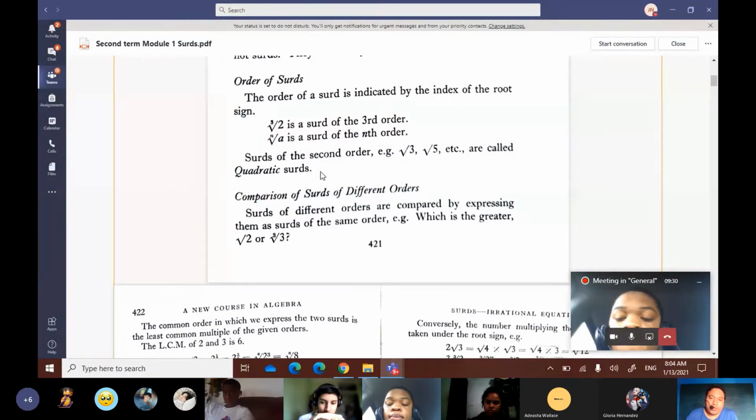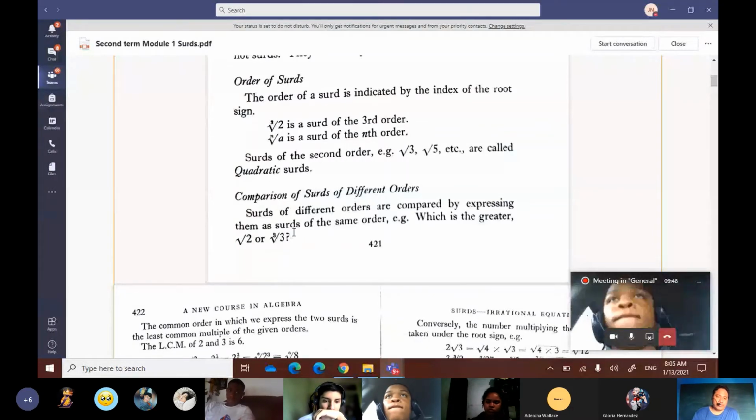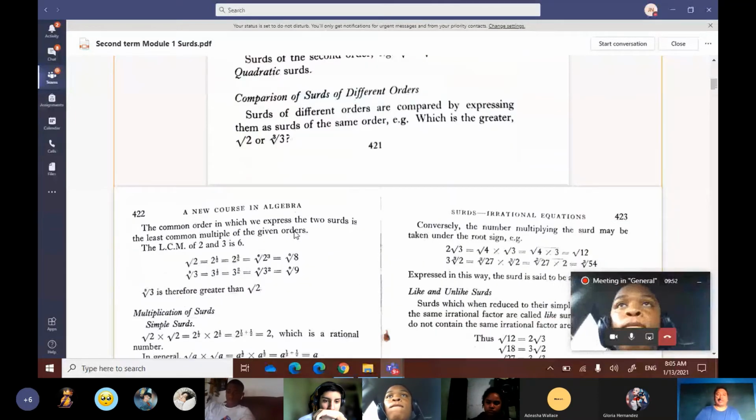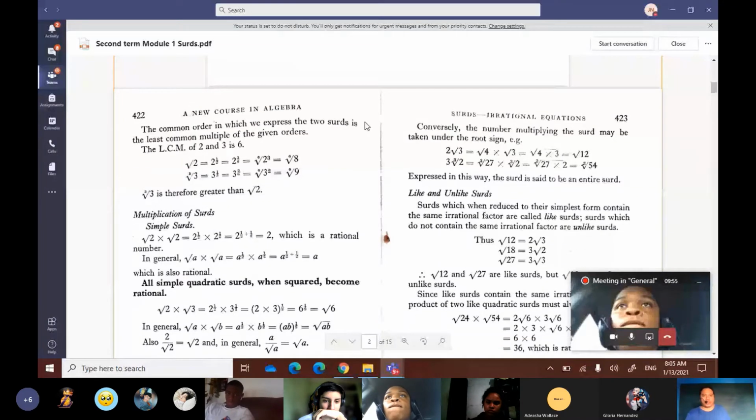It says a comparison of surds of different orders. Surds of different orders are compared by expressing them as surds of the same order, to see which is the greater. So for example, the root of 2 and the cube root of 3. The common order in which you can express two surds is the LCM, or the lowest common multiple, of the given orders. So the LCM of 2 and 3 is 6.